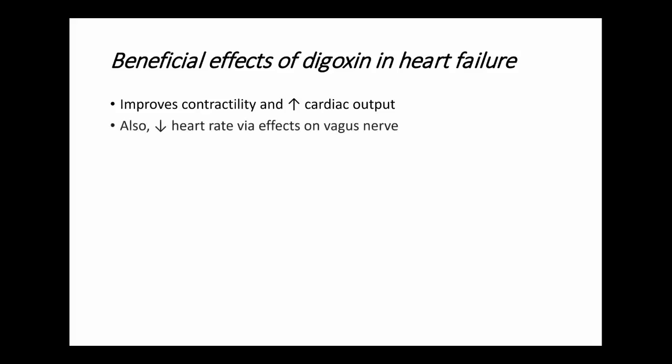Digoxin also reduces heart rate, and that's beneficial because it allows better ventricular filling and thus cardiac performance. And this is also the basis for the use of this drug in the treatment of atrial fibrillation. And I'll just mention quickly that this effect is also mediated via the sodium-potassium ATPase. It's just the effects there are due to a direct effect on the nervous system.